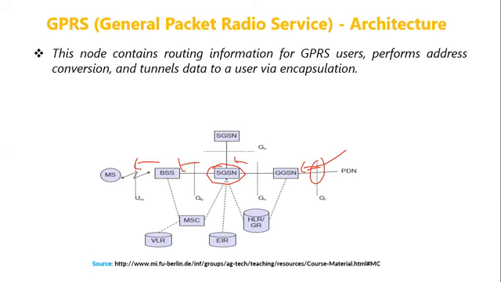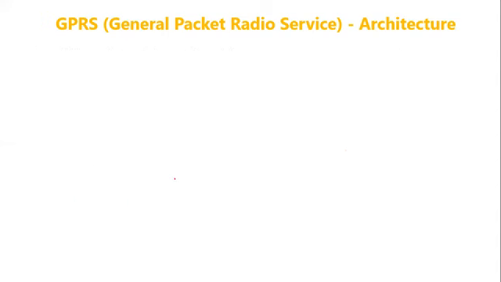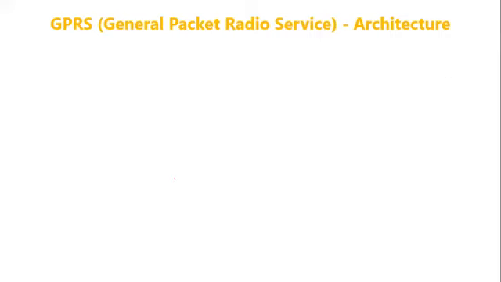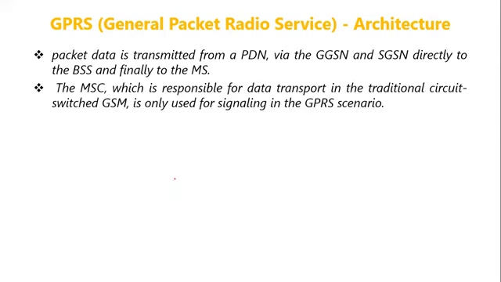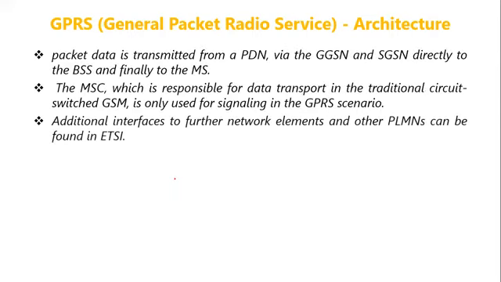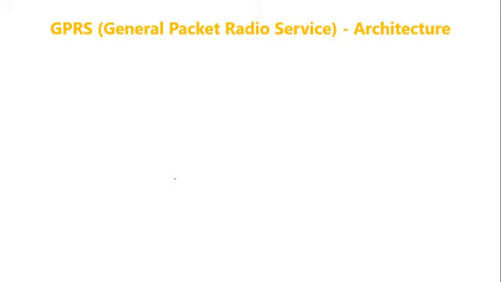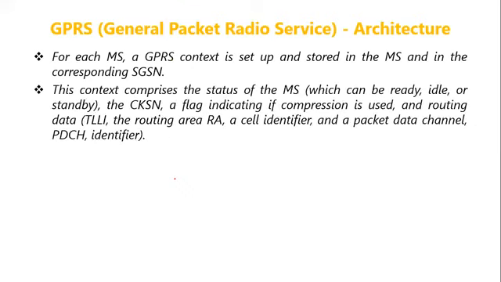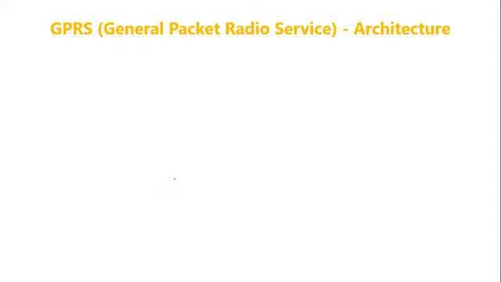Before sending any data over the GPRS, an MS should first attach to it, following the procedures of mobility management. The attachment process includes assigning a temporary identity called the temporary logical link identity for the mobile station, and also a ciphering key sequence number. That key is used for data encryption.